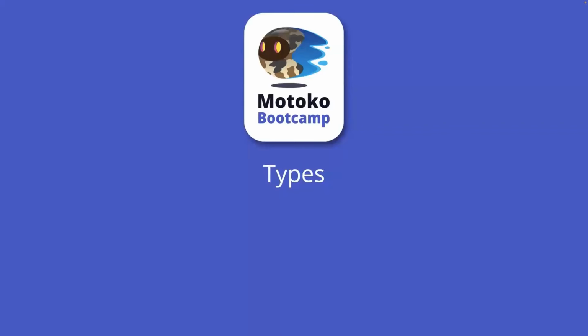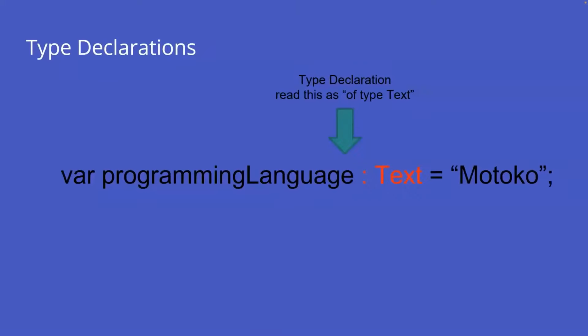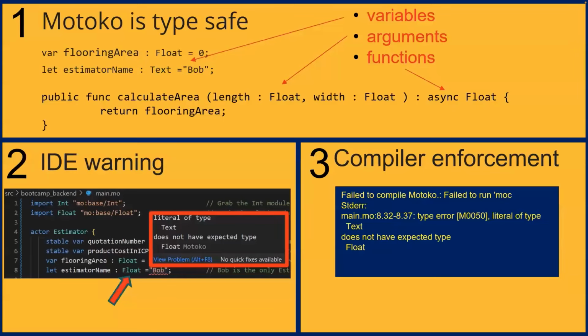Now let's circle back to talk about types a little bit more. We've already shown how to declare a variable, including its type. And we've done the same for arguments to functions and the return values. So we've got a good idea of how to do that. So Motoko is in fact a type safe language. It requires that we declare the type for variables, arguments, and functions.